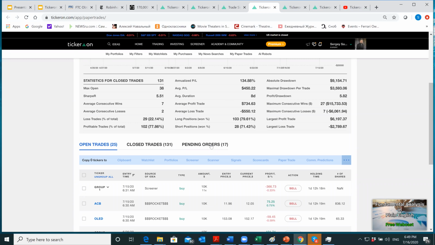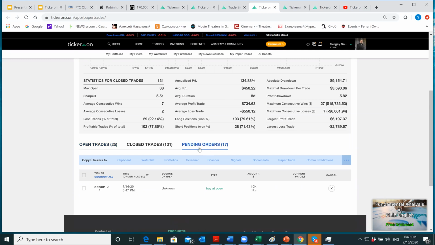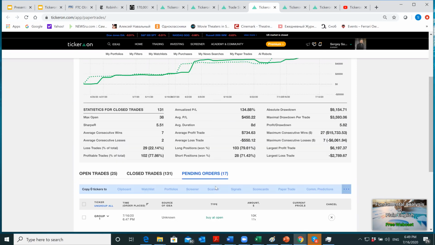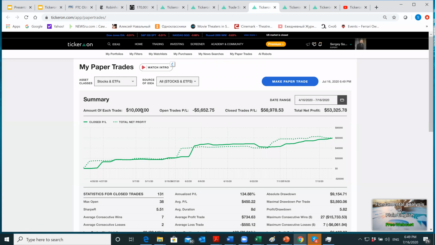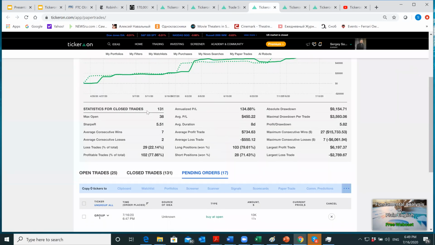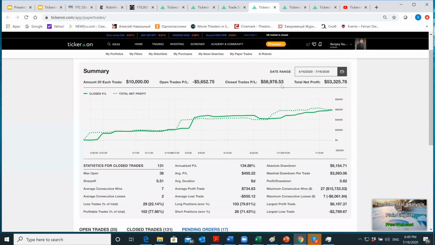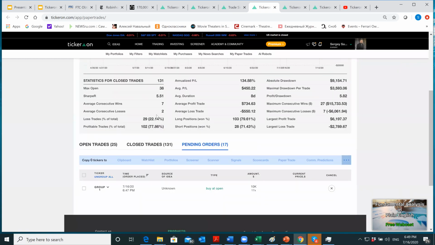As you can see, paper pending order. You see, I bought the group, okay? How many? 17 I bought. How did I buy it? Every position is going to be 10,000 for the sake of the modeling, okay? And as you can see, I made within a quarter 53,000 just trading 10,000 per position, okay?